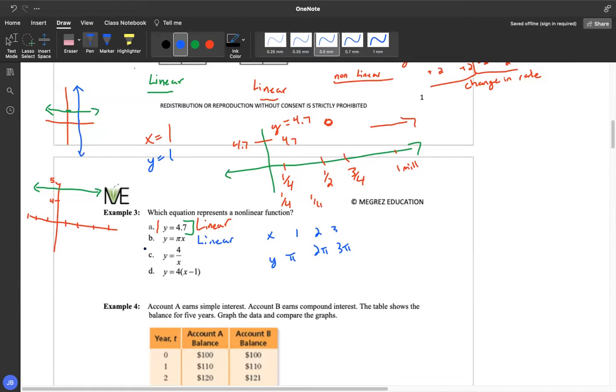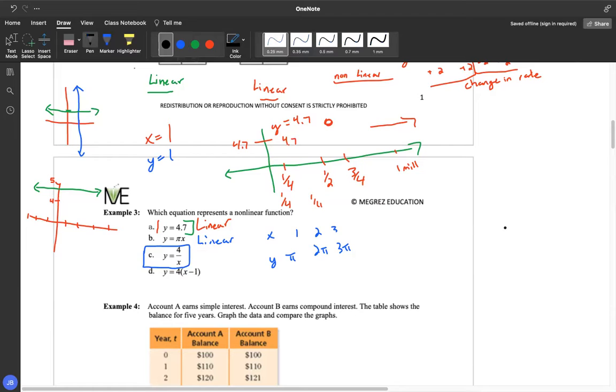Does anybody know what the graph for this looks like? Like x times 4 is the y, but it's 4 divided by x. So it's a weird one. That's okay.